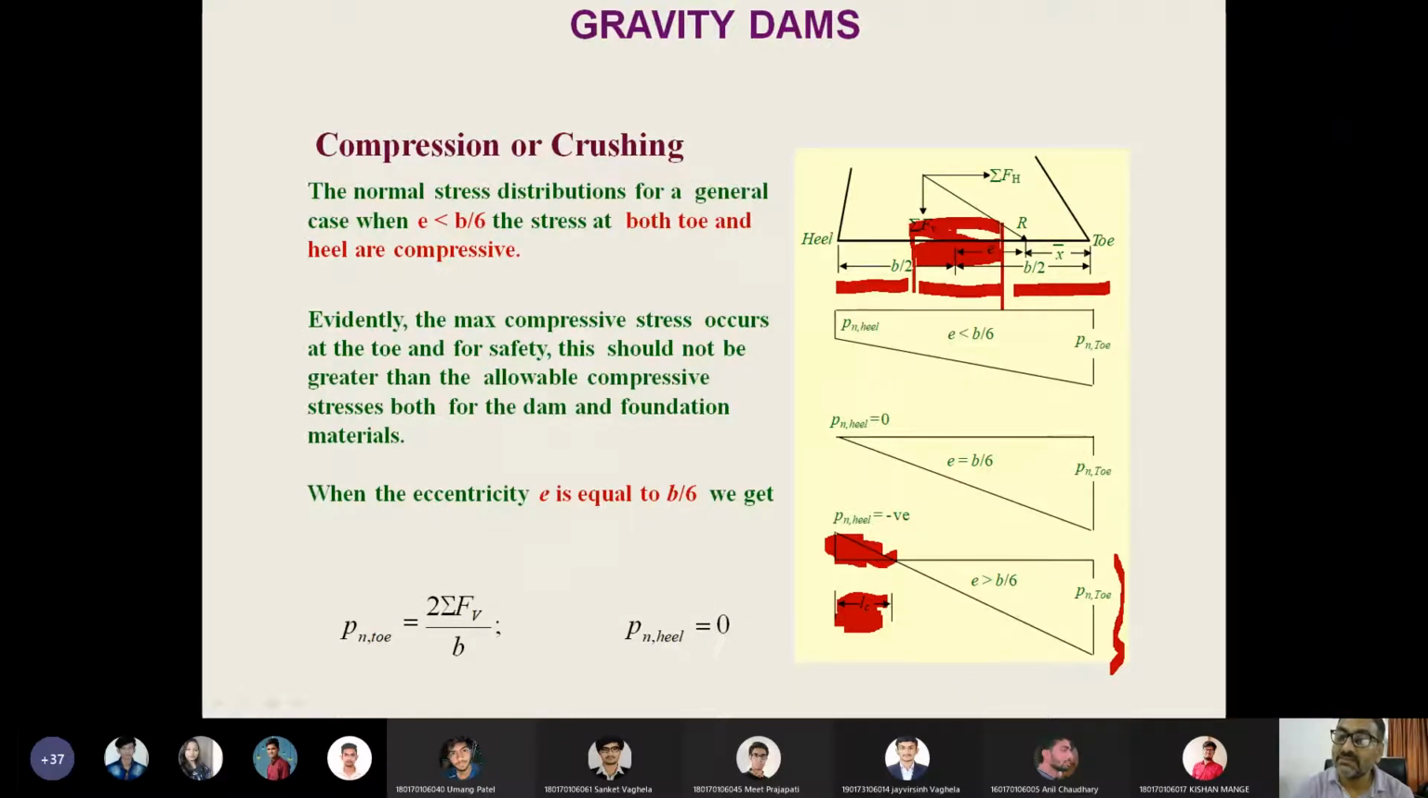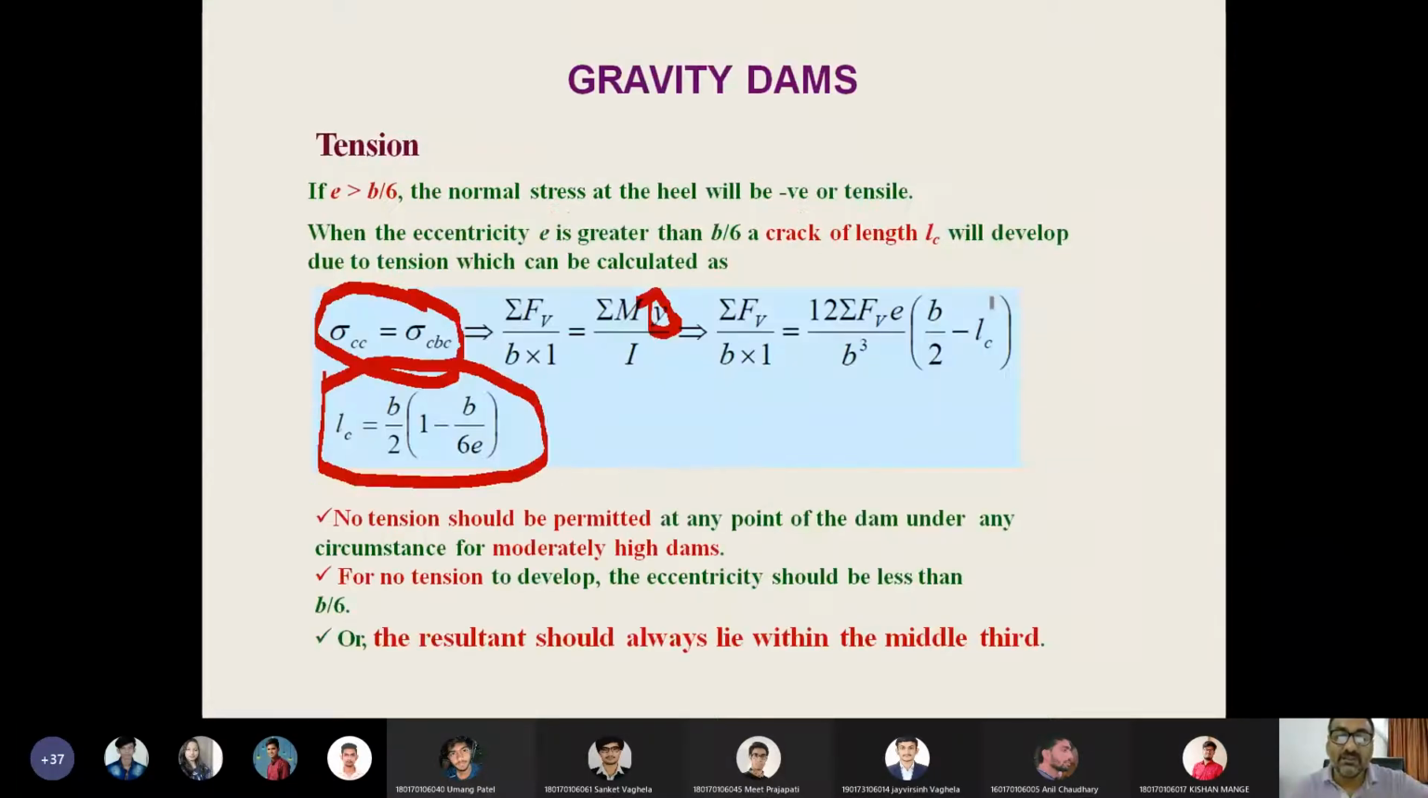If your resultant is beyond this, on this side, then definitely a tensile crack would be generated over here. If it is going beyond the toe, then there may be overturning. So you need to take care: if it goes beyond the toe, there is overturning. If it is going beyond B by 6 from the center, that is, outside the middle third, then tensile cracks would be generated in the system.